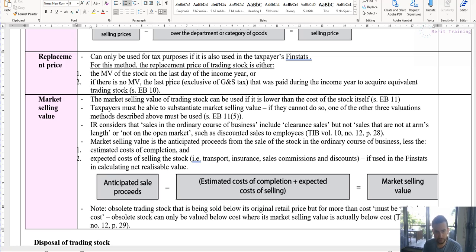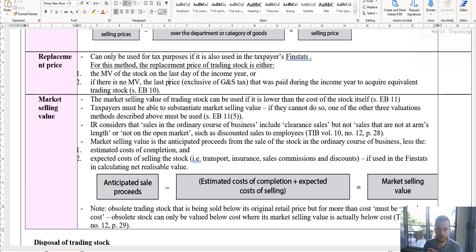So taxpayers must be able to substantiate market selling value. If they cannot do so, one of the other 3 valuation methods must be used above. So there must be some sort of active market so you can actually point to it and say, yes, that is proof that the market selling value of our stock is this. So if you have a fairly unique product, you probably couldn't use this method.